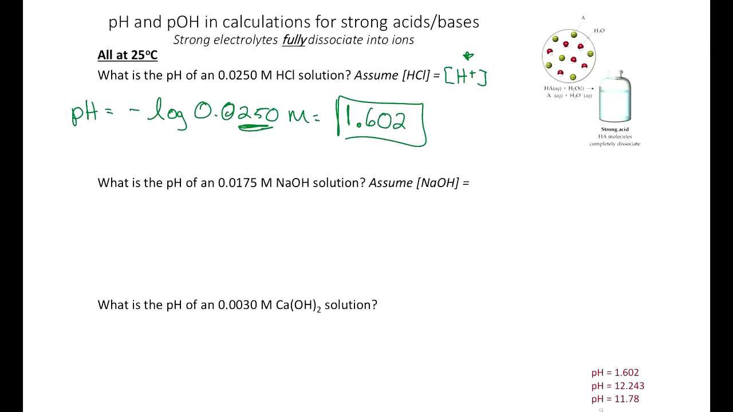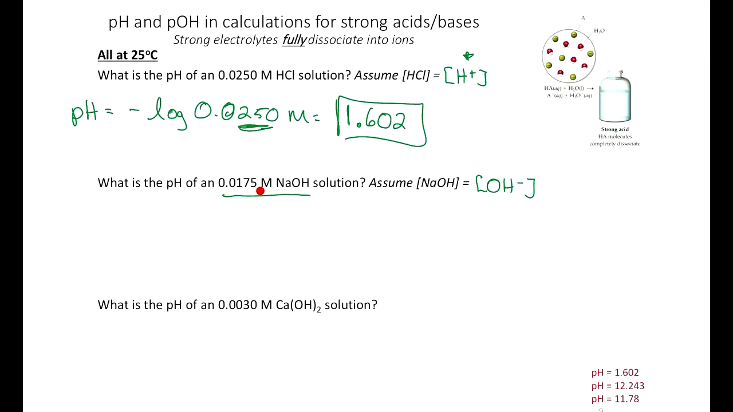Okay, so what is the pH of a 0.175 molarity sodium hydroxide solution? So again, this is a strong base, so we're going to assume that this completely ionizes. So we're assuming that the sodium hydroxide concentration is also equal to the hydroxide concentration. So simply, when I take the negative log of this number, what am I calculating? pH or pOH?